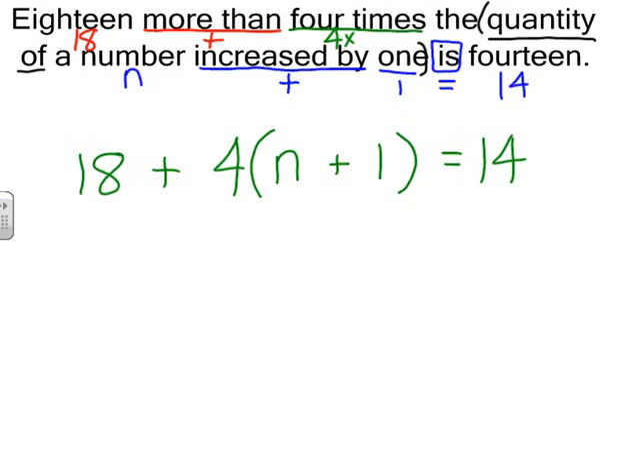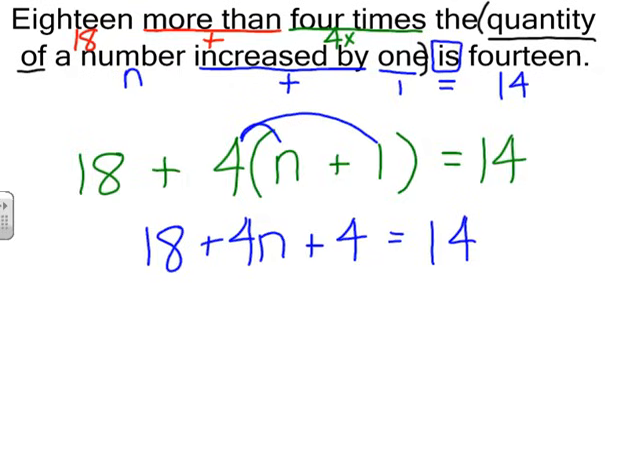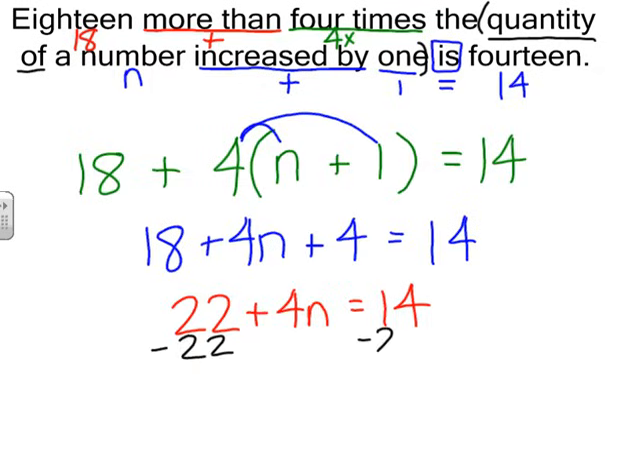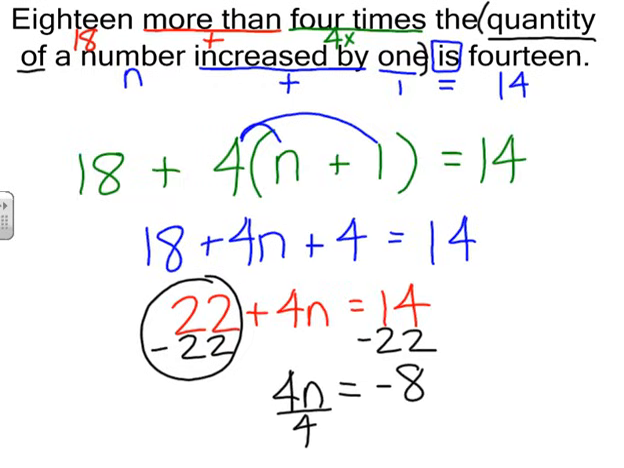Because we have the parentheses, we're going to use distribution first. So 4 times n is 4n. 4 times 1 is 4. And we're going to bring everything else down. Okay, continue to combine like terms. 18 plus 4 is 22. Okay, and now we have a two-step equation. So we're going to subtract 22 from both sides. Here's my zero pair. 14 minus 22 is -8. Divide by 4 to get n equals -2.